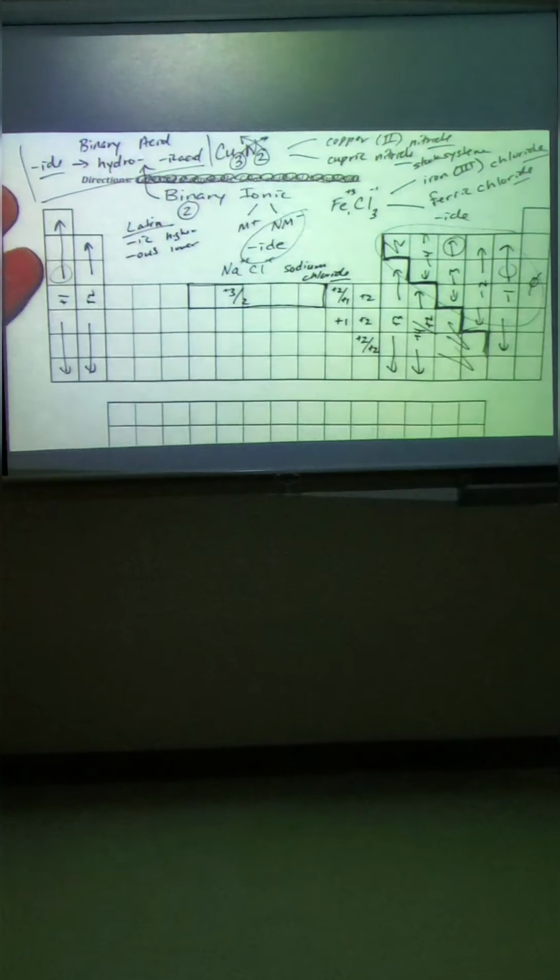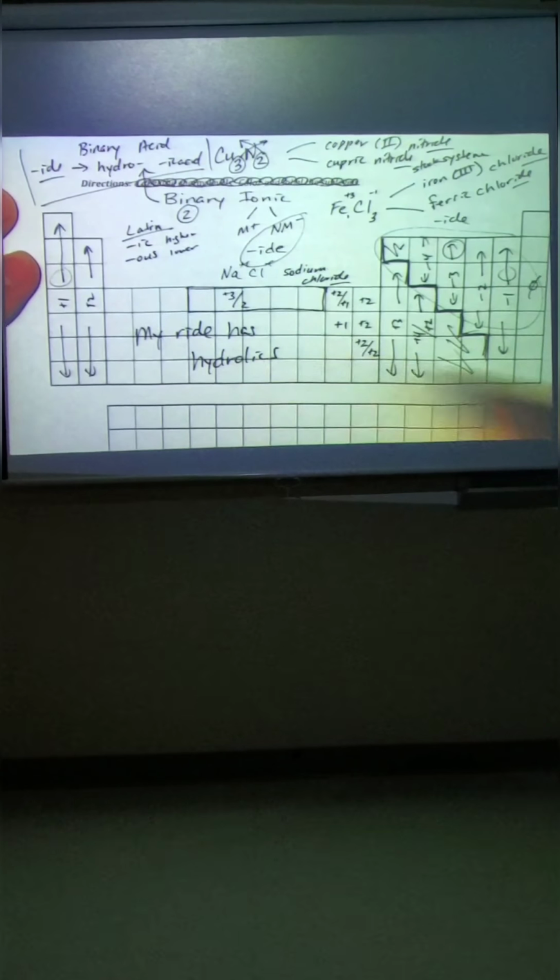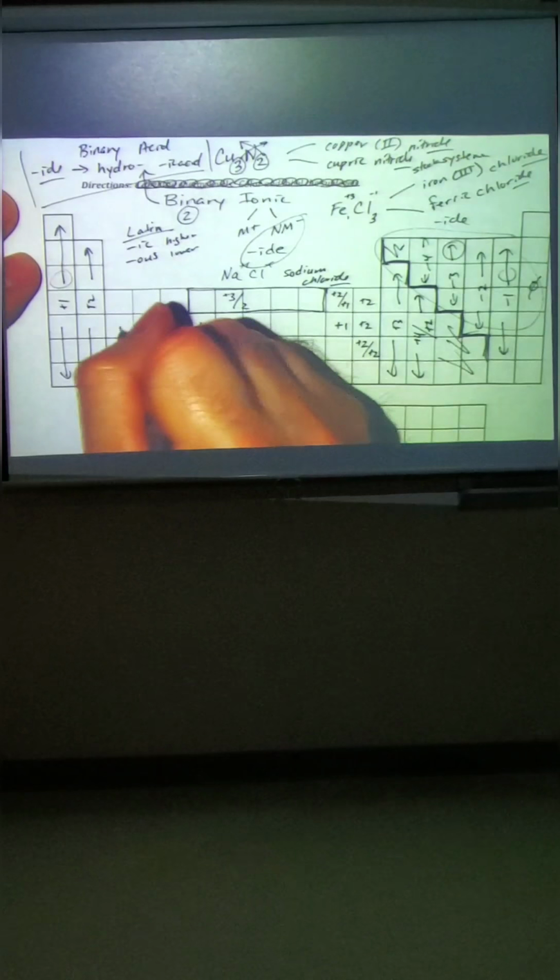You can remember something like myride as hydraulics. Spelling hydraulics incorrectly on purpose. Myride, IDE, gives you a hydroic acid. So that's an easy way to remember those.